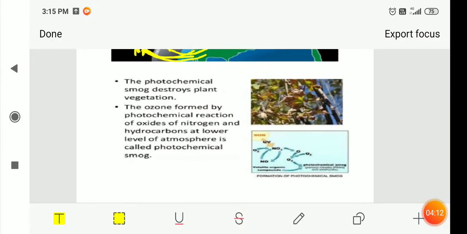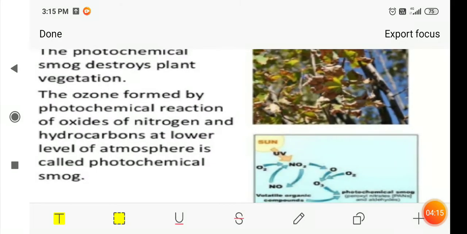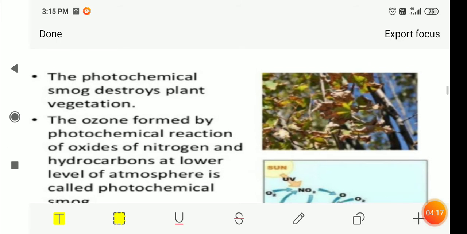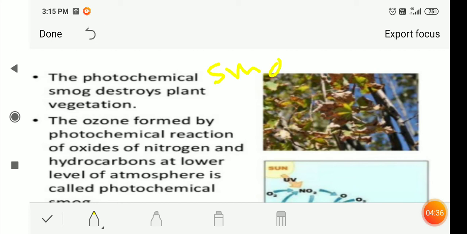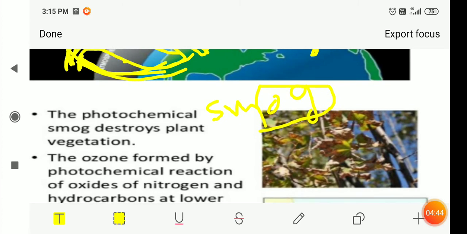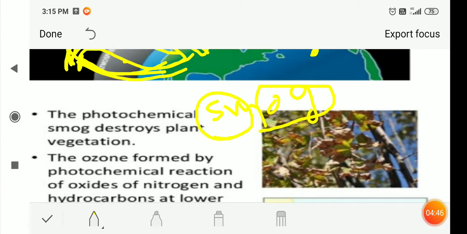The next very important effect of air pollution is that photochemical smog destroys plant vegetation. Now what is smog? We have to understand here, smoke plus fog is called smog. Smoke plus fog is smog. Here the letters SM come from smoke and OG come from fog. So smoke plus fog is smog.